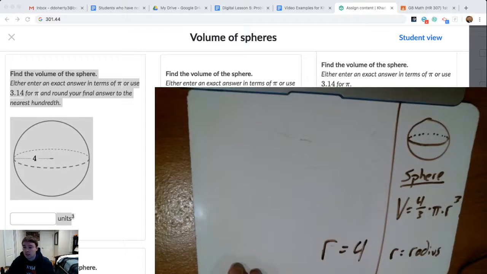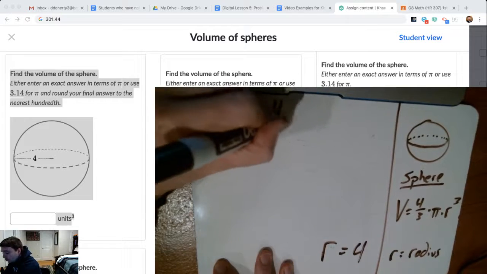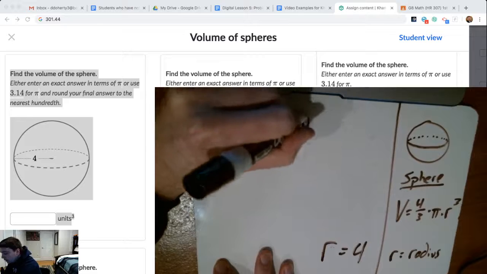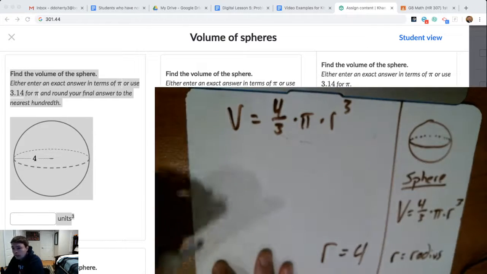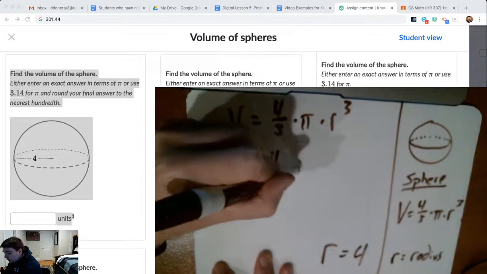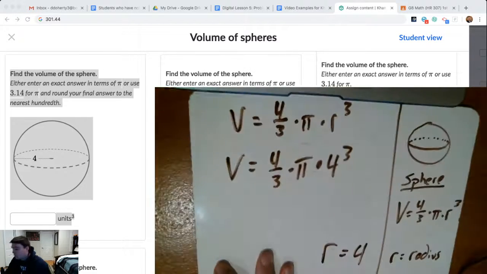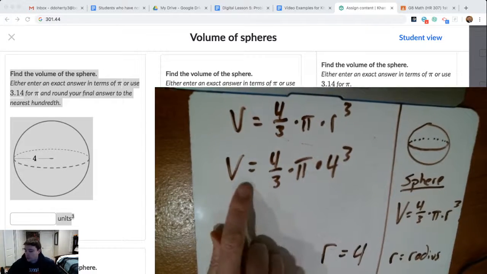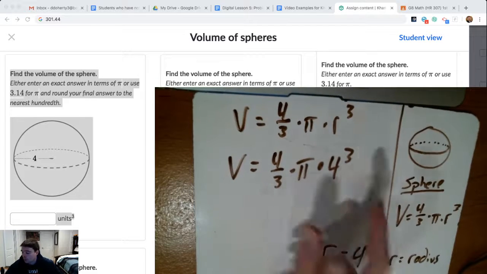So if the radius is 4 for the sphere that we're working with here, and the volume formula is V equals 4/3 multiplied with pi multiplied with radius cubed, then I'm going to plug in the 4 for the radius, or for r. The formula for that sphere for volume becomes V equals 4/3 times pi multiplied by 4 raised to the 3rd power.